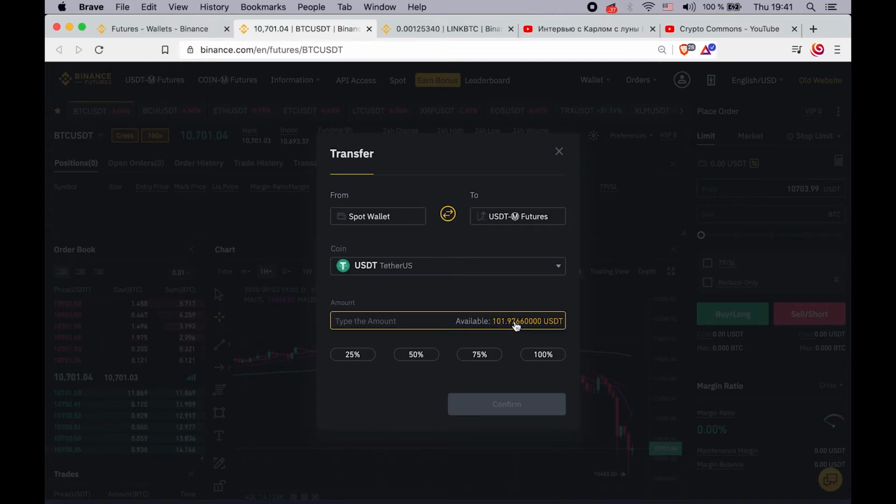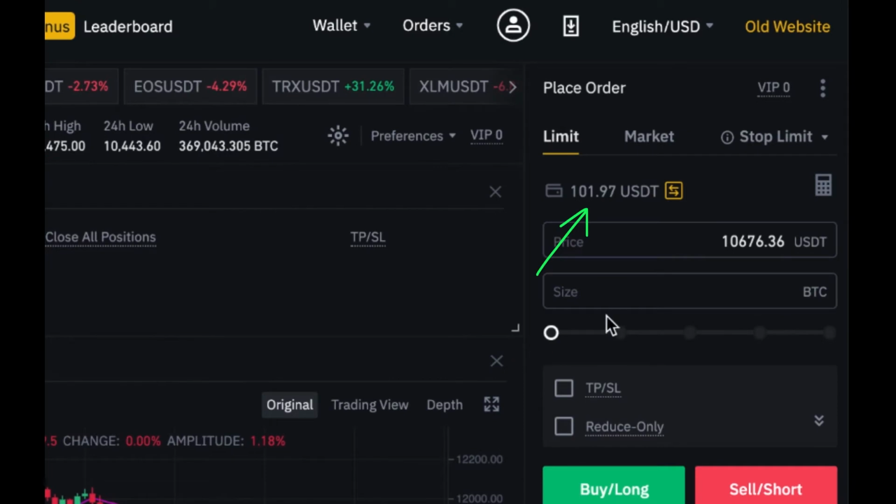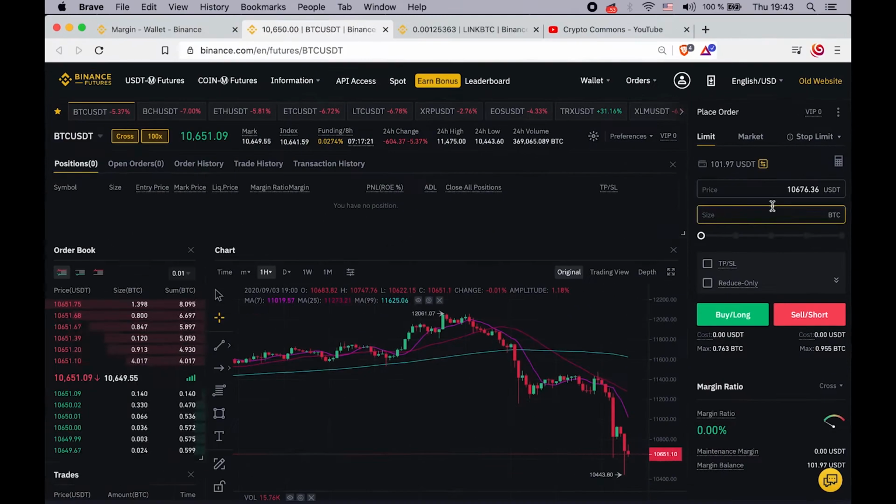So now we need to transfer some funds to our futures wallet. We click on transfer and transfer some USDT from our spot wallet to our USDT futures wallet. Our USDT futures trading account is funded with $100, as you see. Now we can start to trade futures.